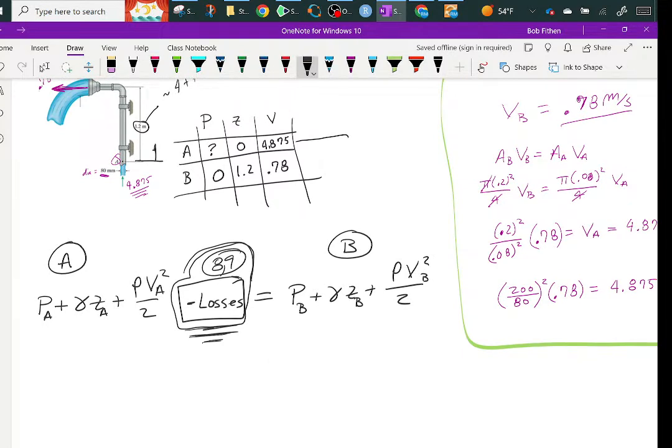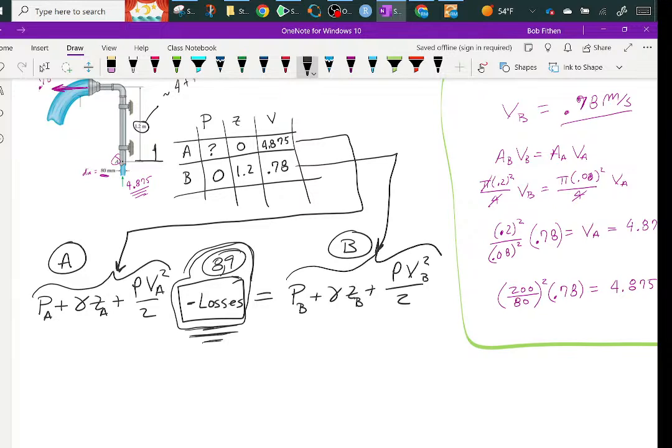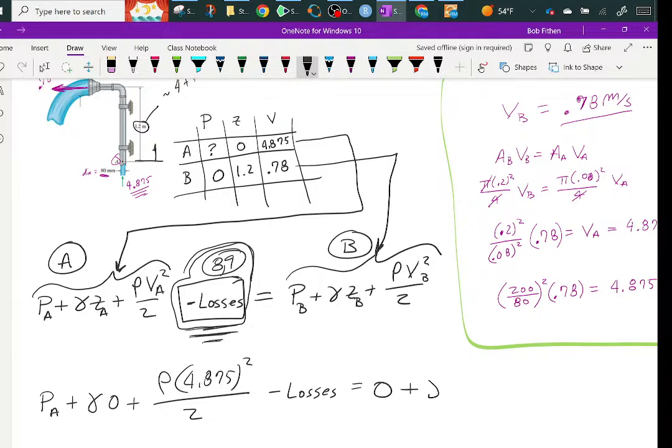So what I'm going to do is pluck these straight out of here, and we'll pluck these straight out of here. I'm starting with the left one. So I don't know pressure A, plus, I do know that A sits right here, so you can put gamma times 0 plus rho times 4.875 squared, a lot of energy there. I'll say minus losses is equal to the pressure at B, which is 0, plus the gamma times 1.2, and then plus rho times 0.78 squared over 2.